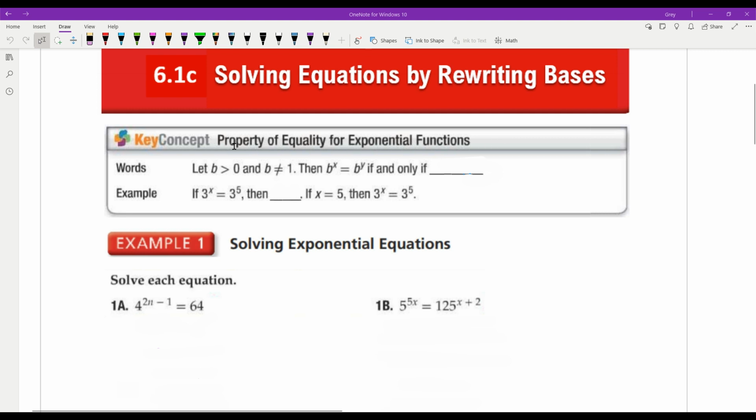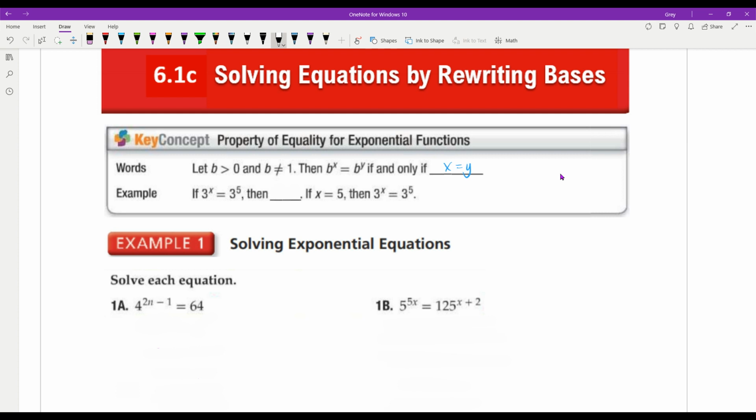But our first property of equality tells us if b is greater than 0, not equal to 1, then b to the x equals b to the y if and only if x equals y. And I don't know if y'all remember, but if and only if is what we use in a biconditional statement that says you can start here and end up here, or you can start here and end up there. Very important. So I call this, when you go from this to this, exponentiating a function. And you're going to see, we're going to talk about that a lot.